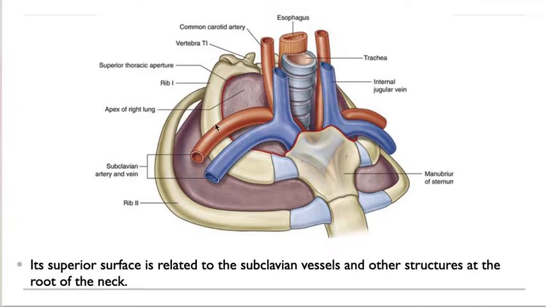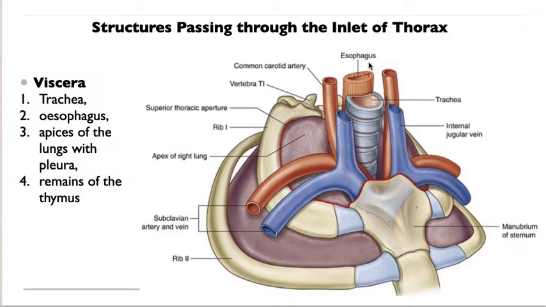Here, this is the suprapleural membrane, the superior surface related to the subclavian vessels and other structures at the root of the neck. Now, structures passing through the inlet of the thorax. Firstly, the viscera. We have the trachea, esophagus, apices of the lungs with the pleura, and the remains of the thymus glands.